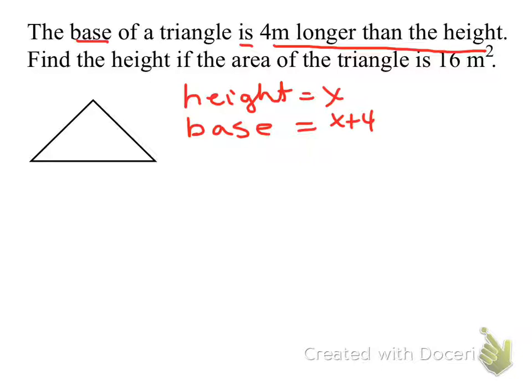Now, find the height if the area of the triangle is 16 meters squared. What else do I need here? Area is 16. And then, of course, I need the formula. What is the formula for a triangle? Area equals 1/2 base times height. A equals 1/2 base times height. Okay?